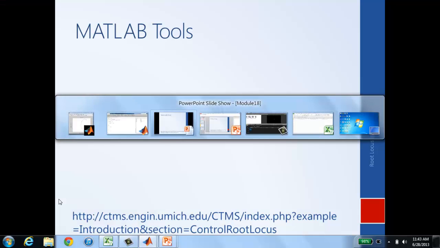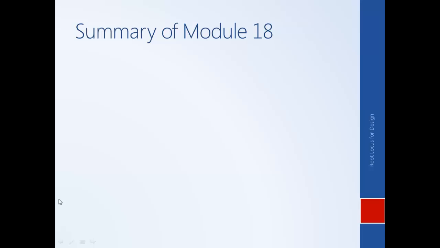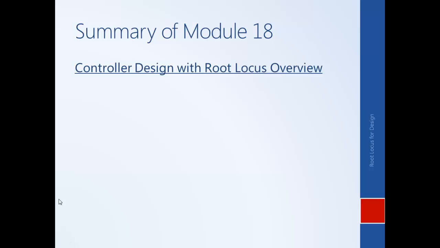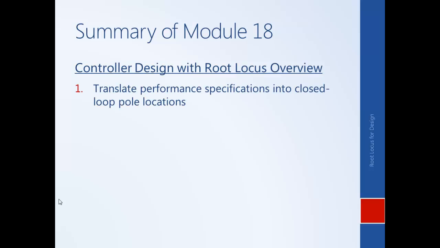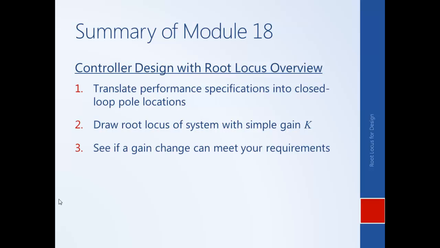Returning to the PowerPoint presentation, that brings us to the conclusion of Module 18. In this module, we discuss how to use the root locus in order to design controllers. And in particular, we introduced a procedure where we first translate performance specifications into closed loop pole locations. We then draw the root locus for a simple gain K for a simple proportional controller, and we see if that gain change can meet our requirements.